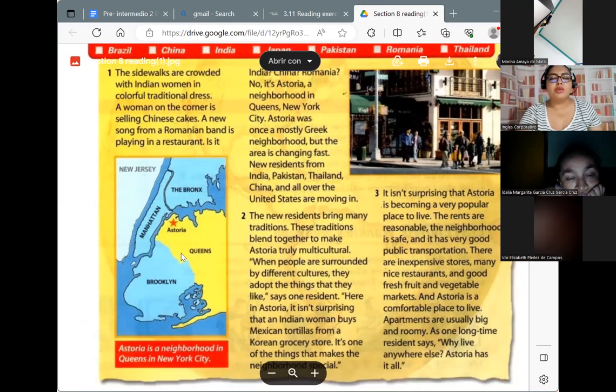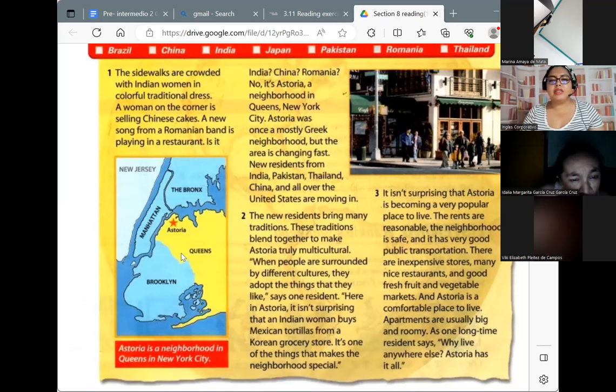When people are surrounded with different cultures, they adopt the things that they like, says one resident. Here in Astoria, it isn't surprising that an Indian woman buys Mexican tortillas from a Korean grocery store. It's one of the things that make the neighborhood special. It isn't surprising that Astoria is becoming a very popular place to live. The rents are reasonable, the neighborhood is safe, and it has very good public transportation. There are inexpensive stores, many nice restaurants, and good fresh fruit and vegetable markets. Astoria is a comfortable place to live. Apartments are usually big and roomy. As one longtime resident said, why live anywhere else? Astoria has it all.